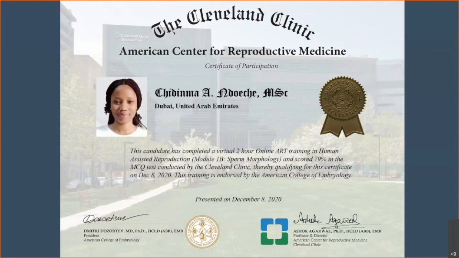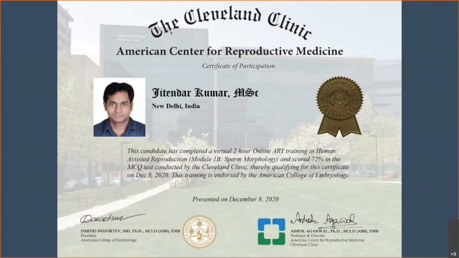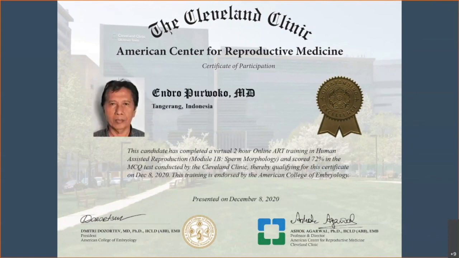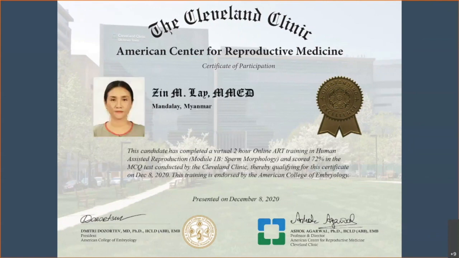And we certify what course they have taken, and the training is endorsed by the American College of Embryology, with the signature of the president of the American College of Embryology, my good friend, Dr. Dimitri, and also certified and endorsed by our program in Cleveland Clinic. These are some examples of individuals that we just put here to encourage you to take the multiple choice.